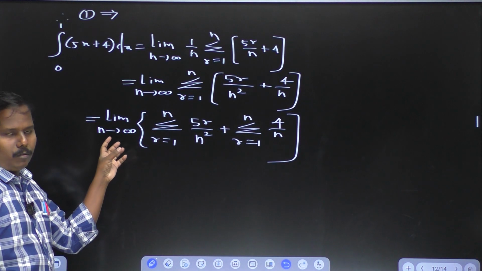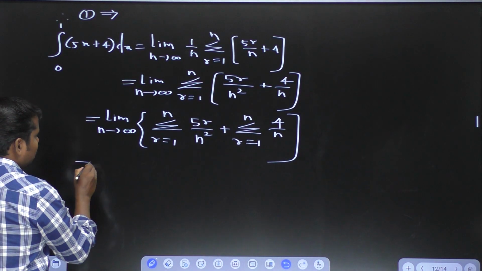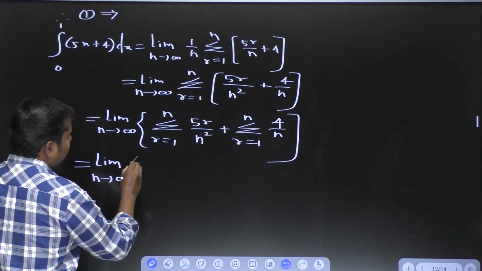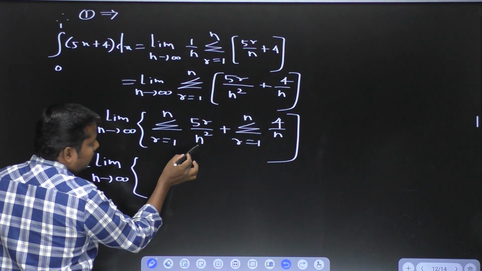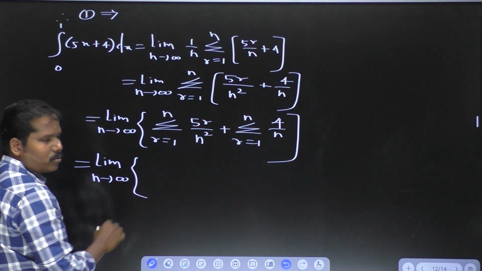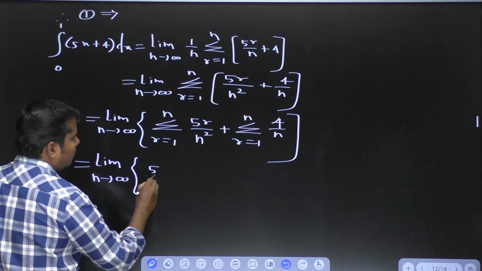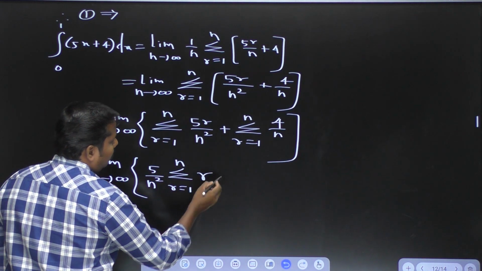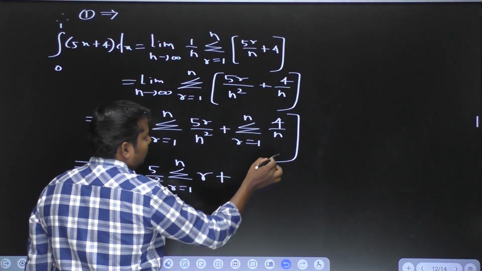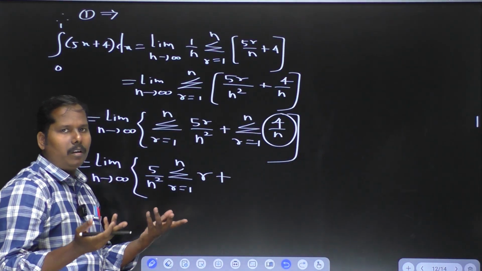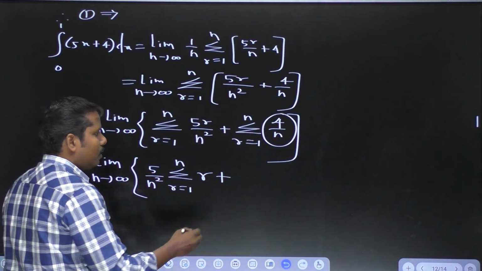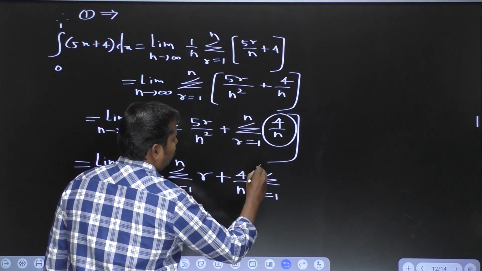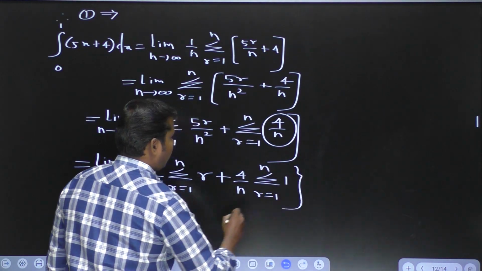Whatever is independent of r must be taken outside of the sum. So this is nothing but limit n tending to infinity. Here what is independent of r? 5 by n squared is independent of r. Take it outside of the summation r equal to 1 to n of r. Here what is independent of r? The entire thing is independent of r, no r involved. Take the entire thing outside. So 4 by n summation r equal to 1 to n of 1.